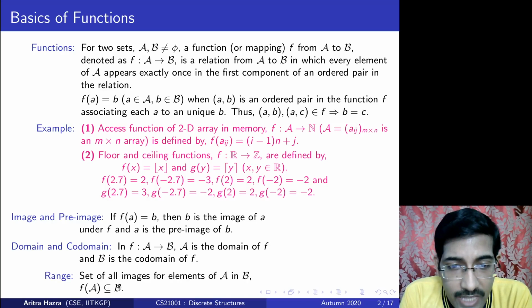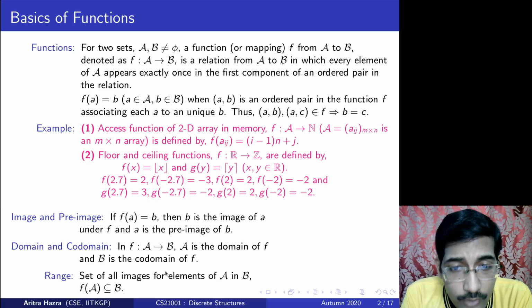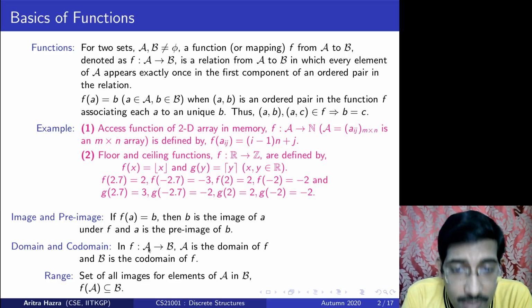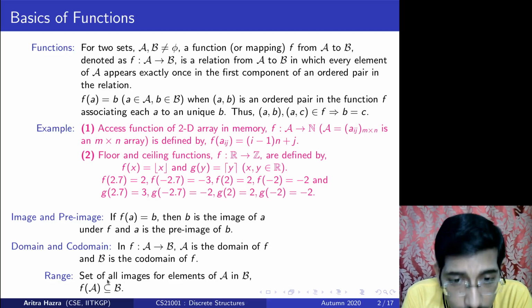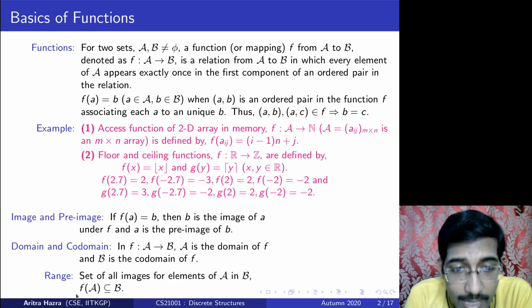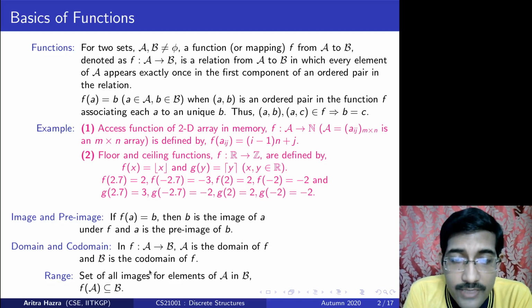The range is all images: for all elements in A, you associate it with B. So therefore you get a set of elements in B. That set of elements could be B itself or it could be a subset, because the elements that get associated with B, if you take only those, form the set F(A), which is, for all A's, a set of elements in B which is a subset of B. So we call F(A) the range, the set of all images for the elements in A.